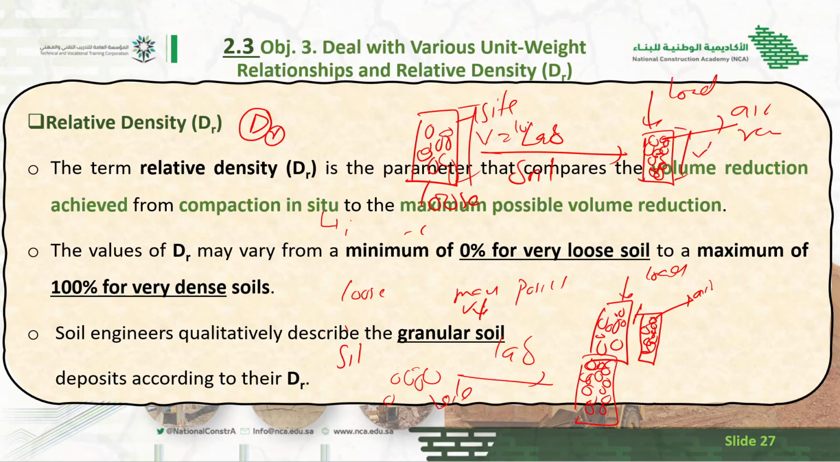For example, it is 10 centimeter. Now it is reduced to 7 centimeter by means of compaction. So it is the comparison between the soil from the site and how much we can reduce or compact the soil. The value of Dr may vary from a minimum of 0. 0 means it is very loose, because the density is very low.